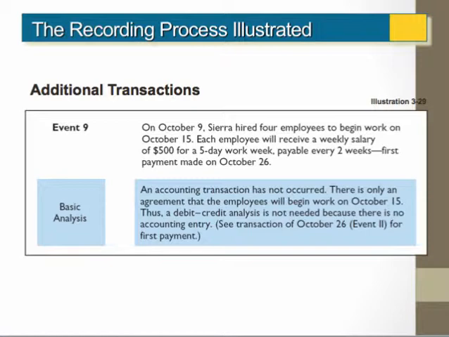Event 9 was when we hired the 4 employees. Each employee will receive a weekly salary, but they haven't done the work yet. So there is no transaction because the work hasn't been done.